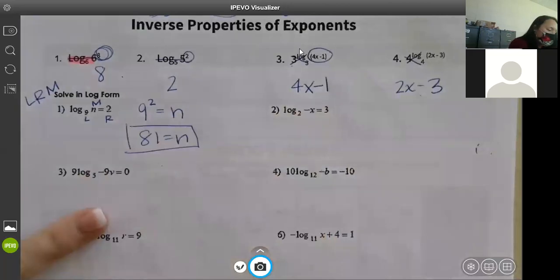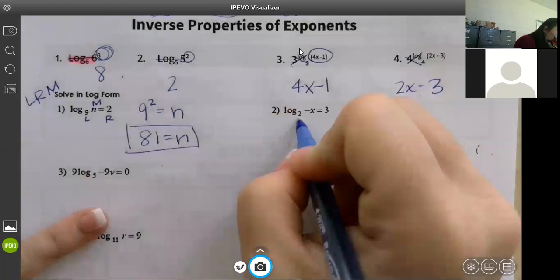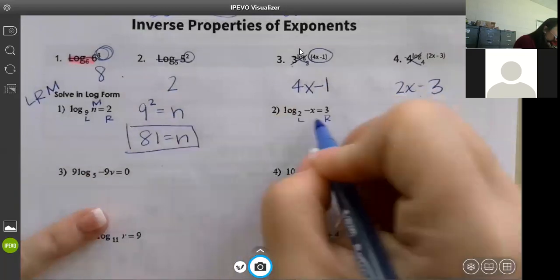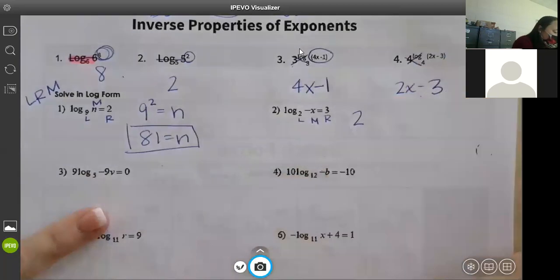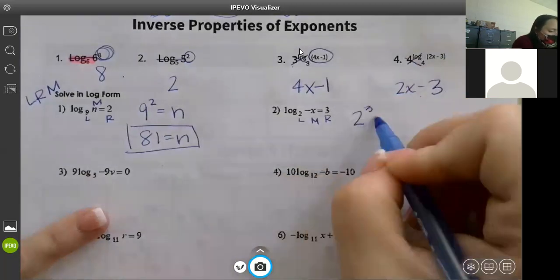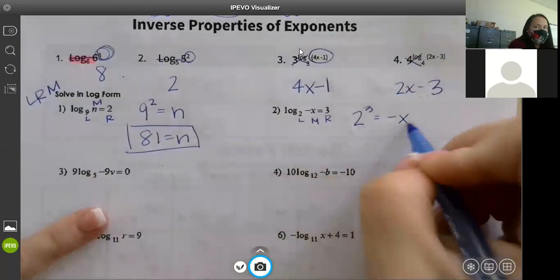Same thing on the next one. We have left, right, and middle. So left is going to be your base. Right is going to be your power. The middle is what it's equal to.